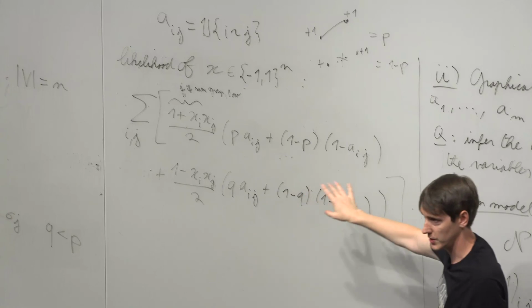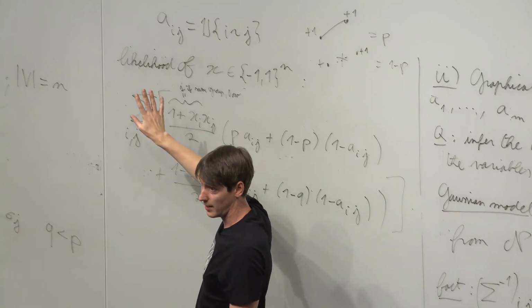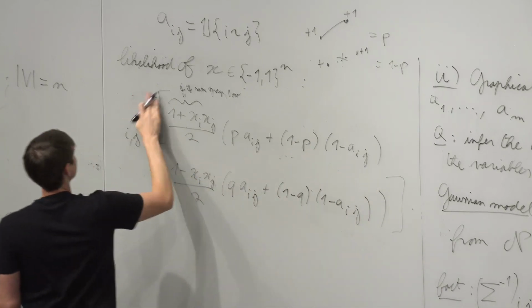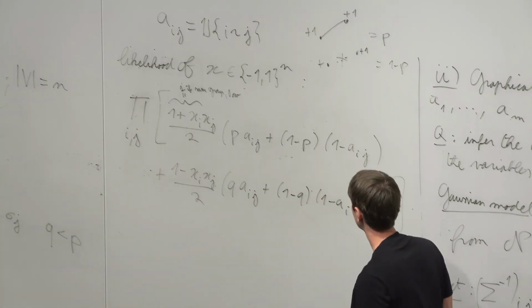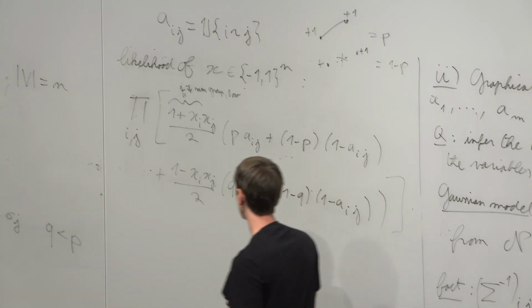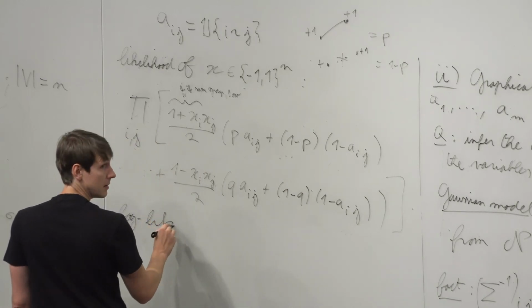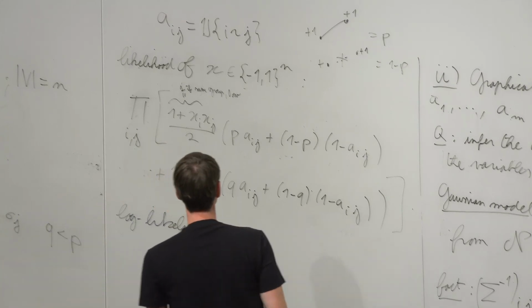Okay, there should be a product. Is that why you're not happy? Yes, there is a product, but we're going to look at the log likelihood, so it's going to change. So what do I find when I take the log likelihood? So log likelihood is going to be of the following form.